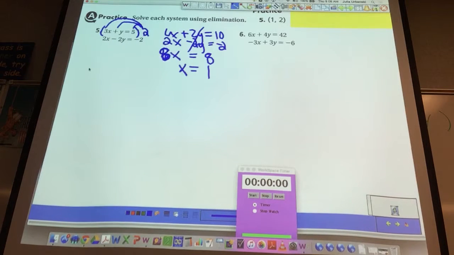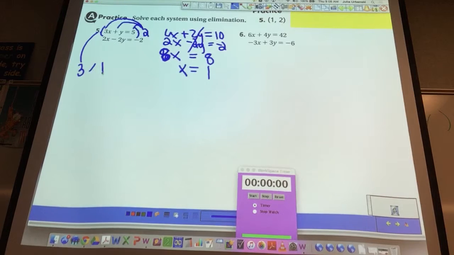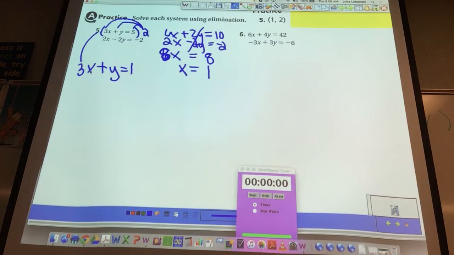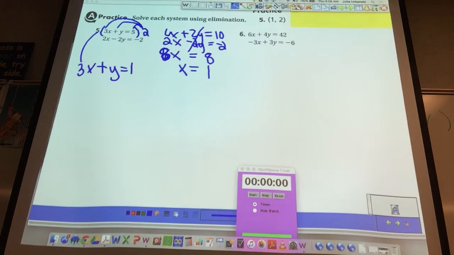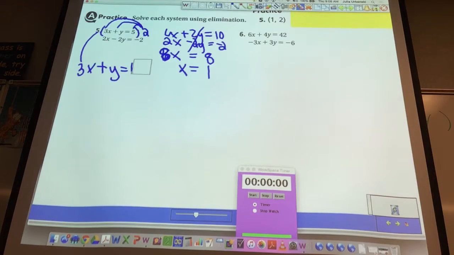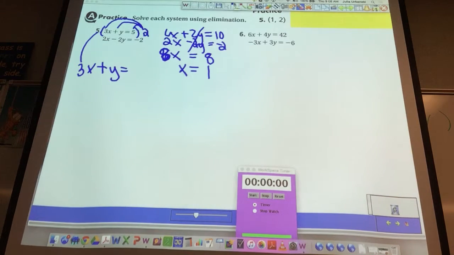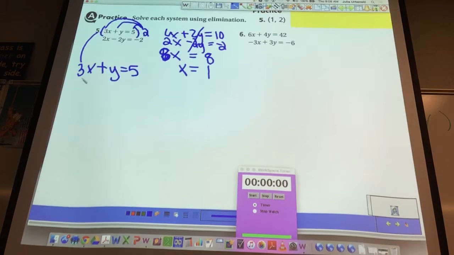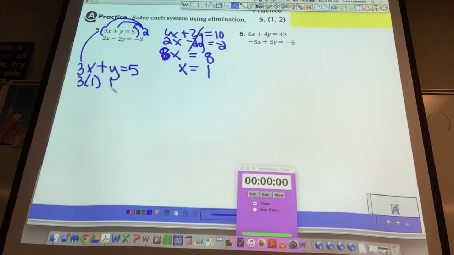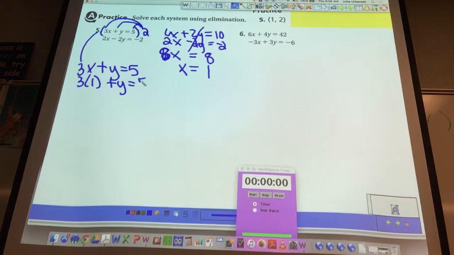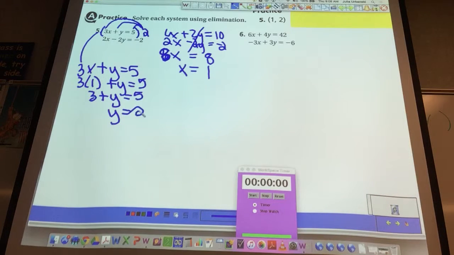And now you put it in the top one. All right, let's plug into the top one. 3x plus y equals 5. In place of x, I'm going to use the 1. So 3 times 1 plus y equals 5. 3 plus y equals 5, and y equals 2. Plug it in right up here, and you'll see that it works.